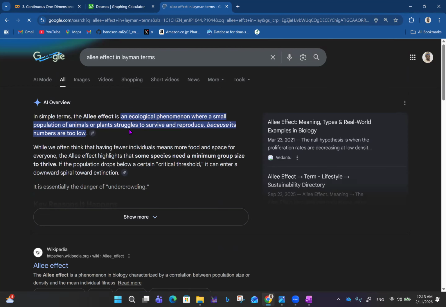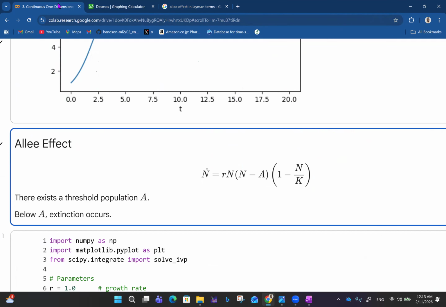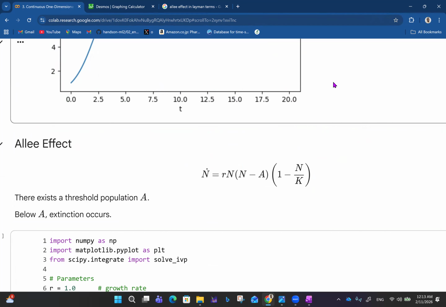In simple terms, the Allee effect is an ecological phenomenon where a small population of animals or plants struggles to survive and reproduce because its numbers are too low. So the idea of the Allee effect is that it's more like in business too. There's a number of goods you have to sell to actually break even or to be able to thrive in business. Once you don't reach that, extinction occurs, right? So that's the same thing about the Allee effect in population dynamics.